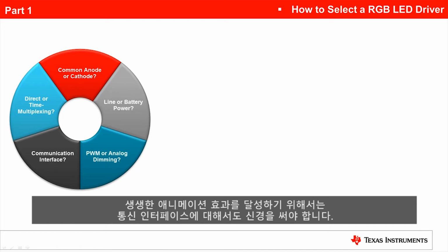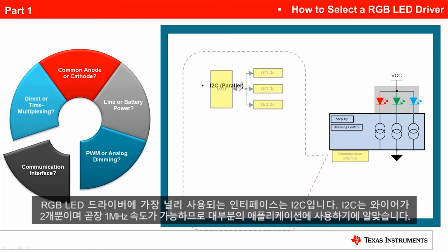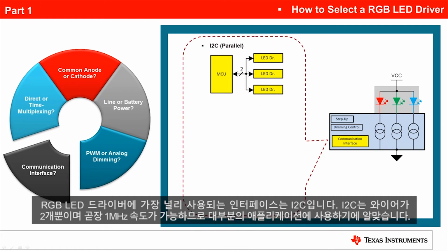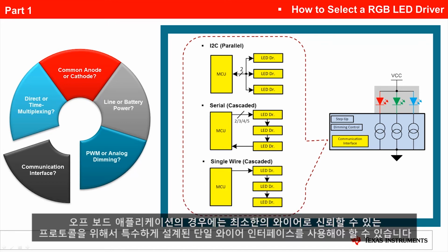To achieve vivid animation effects, you should also pay attention to the communication interface. I2C is the most popular common interface for RGB LED drivers. I2C only has 2 wires but can go up to 1 MHz in speed, which makes it a good fit for most applications. If high refresh rate or high volume data is required, then a serial interface with the highest communication speed is a good choice. If it is an off-board application, a specifically designed single-wire interface might be the right fit for a reliable protocol with minimal wires.